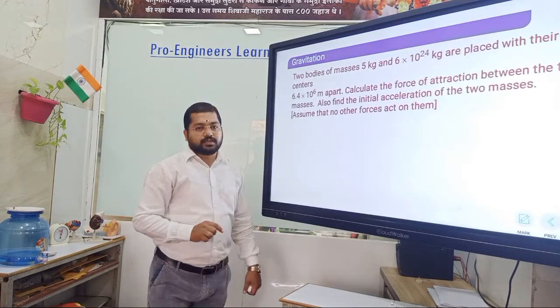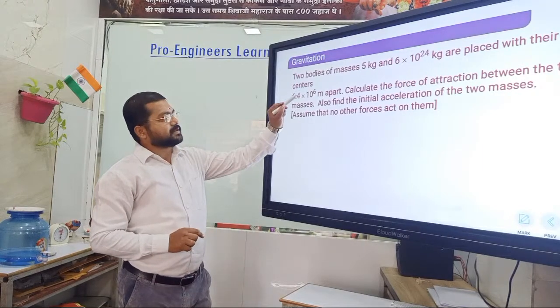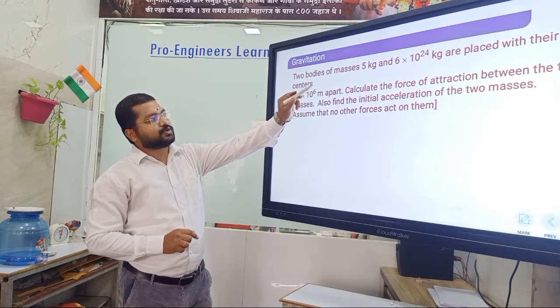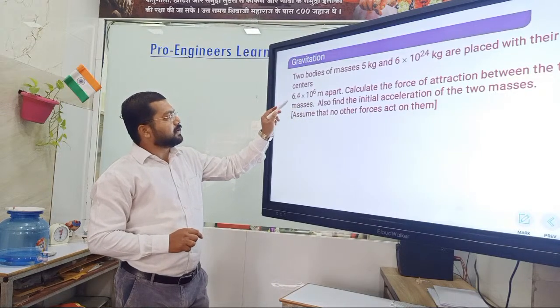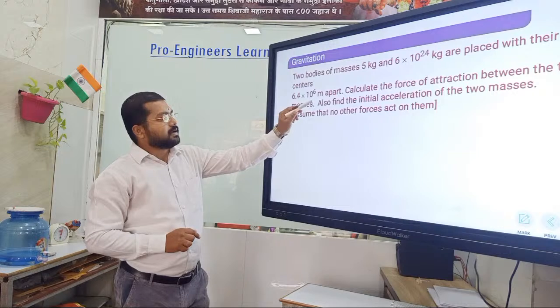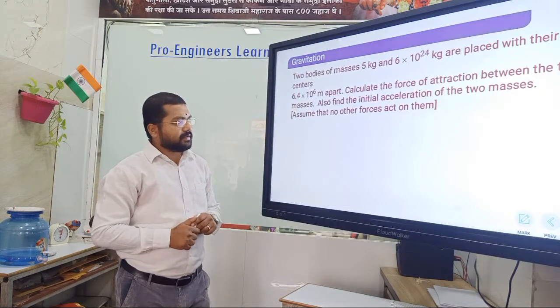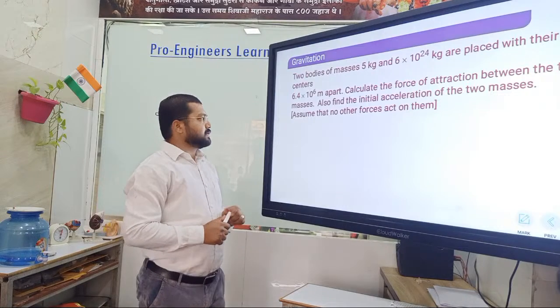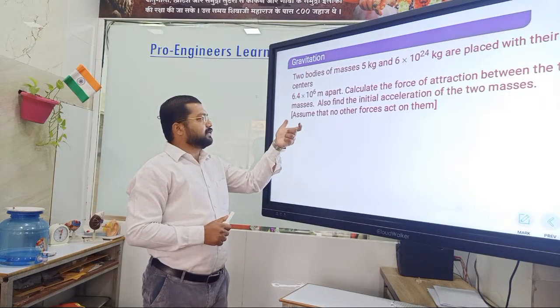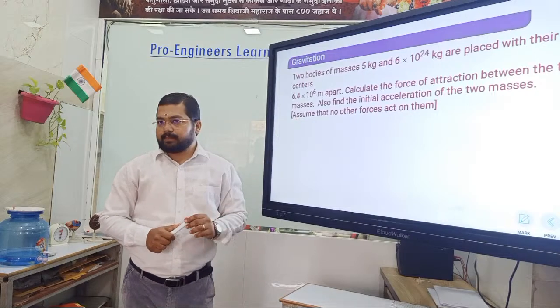Now, first question. Two bodies of masses 5 kg and 6 into 10 raised to 24 kg are placed with their centers 6.4 into 10 raised to 6 meters apart. Calculate the force of attraction between the two masses. Also find the initial acceleration of the two masses. What hint have they given? Assume that no other force acts on them.